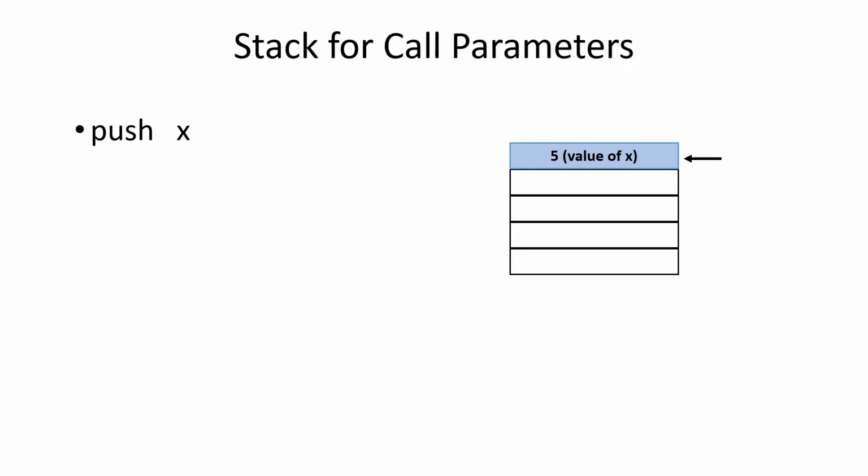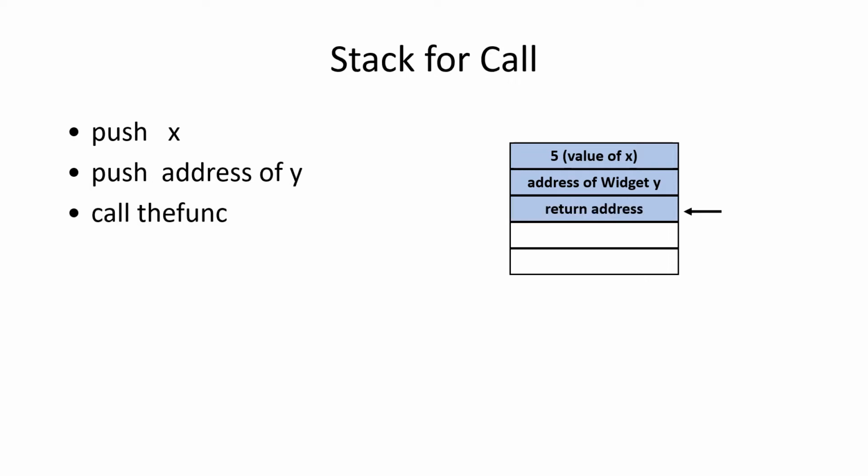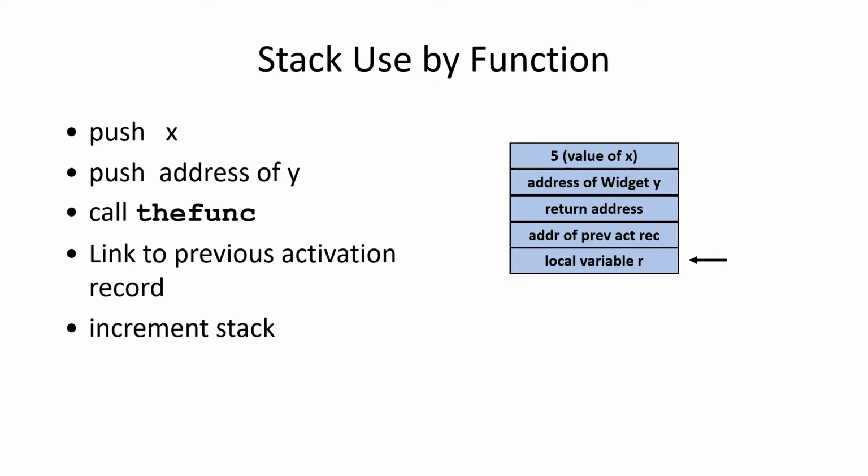Since the first parameter was an int, it pushes the value of the integer. The second parameter was an object, so it pushes the address of the object on the stack. And then it executes the call instruction. The call instruction pushes the return address on the stack and jumps into the function. And then links the activation record to the previous activation record. And then local variables are allocated.